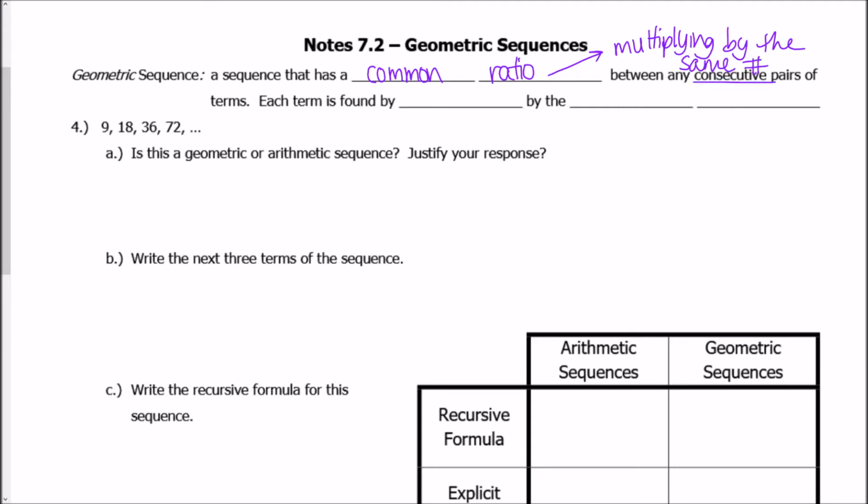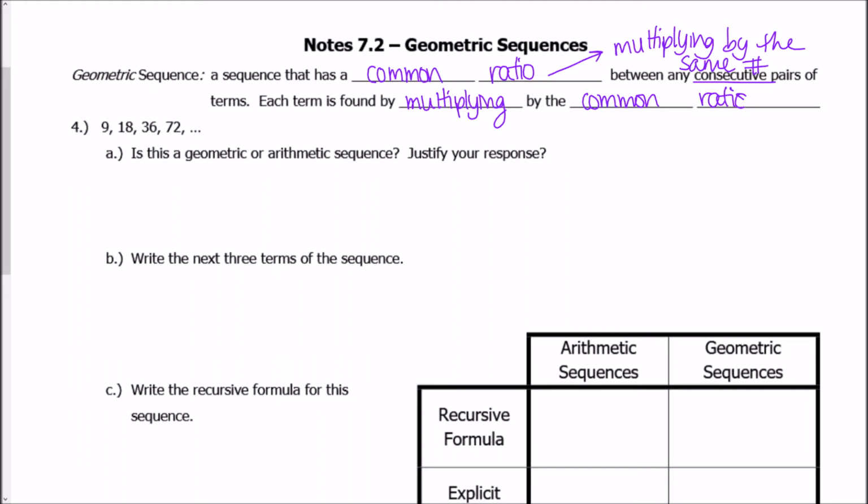Each term is found by multiplying by the common ratio. But one thing, remember the common ratio is allowed to be a fraction, okay? Because sometimes the numbers will be getting smaller instead of getting larger.